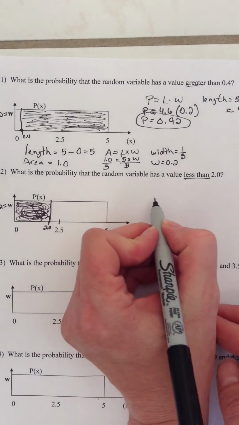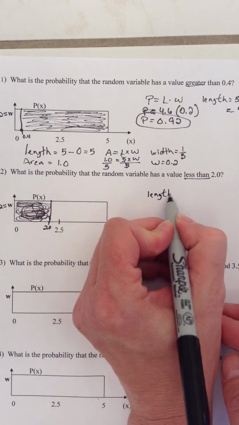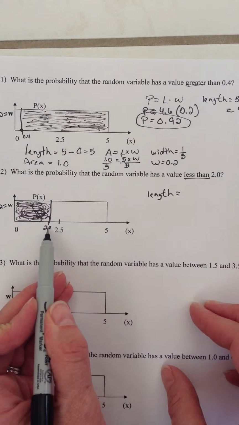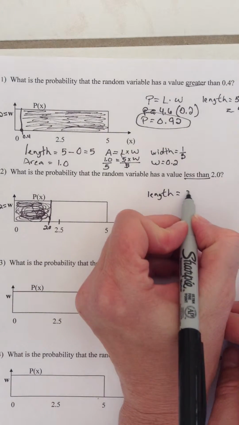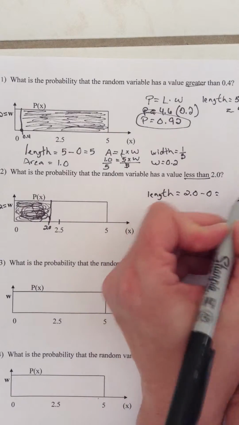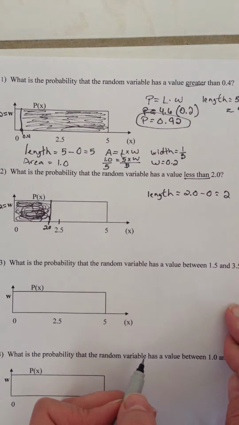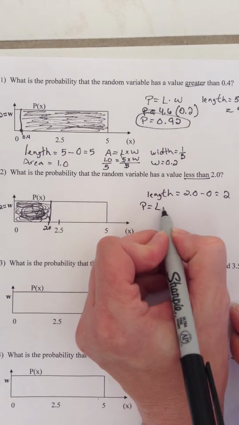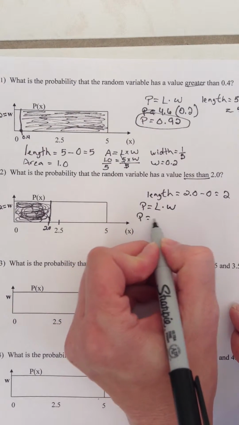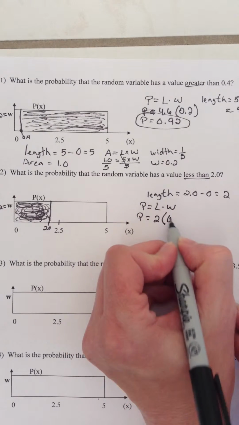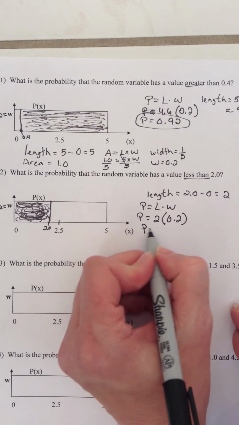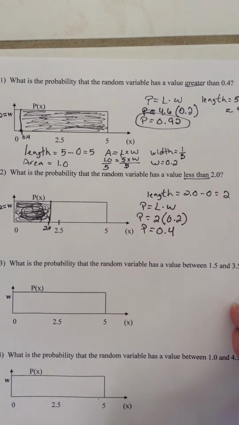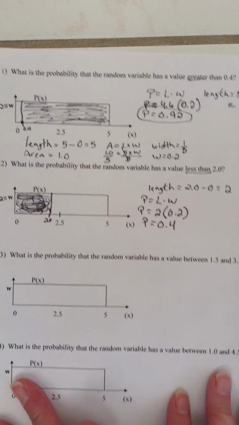So again, we're going to start with calculating our length. And that's going to be the highest and lowest values being subtracted. The highest is 2.0, the lowest is 0. So just for showing my work, the length of my rectangle is 2. So now back to my probability, length times width. My length is 2, my width is 0.2, so my overall probability is 0.4. And that's how you tackle problem number 2.